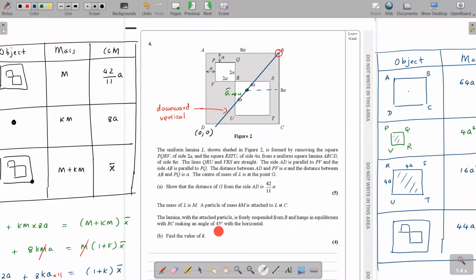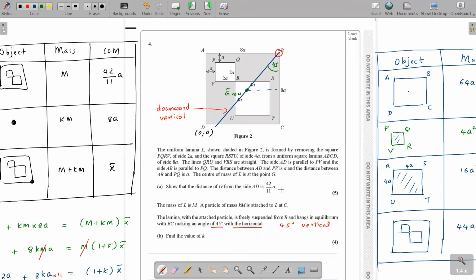If it's 45 degrees with the horizontal, what's the angle it makes with the vertical? Because horizontal and vertical have a relationship, it's 90 degrees, right? So if it's 45 with the horizontal, then the angle with the vertical is also 90 minus 45. If they had said the angle with the horizontal is 60, I would have used 30 with the vertical. Got it? So the angle between BC and the downward vertical is 45.